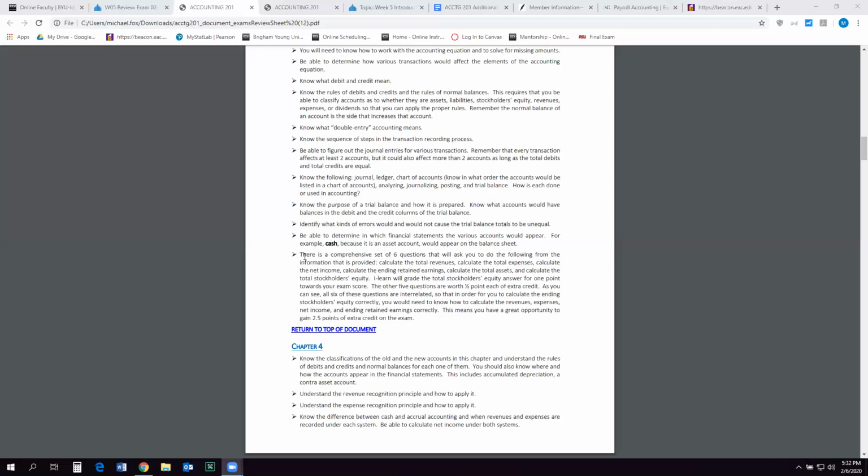And then this last part, a comprehensive set of 6 questions that will ask you to do the following from the information that is provided. Calculate the total revenues, the total expenses, the net income, the ending retained earnings, total assets, stockholders' equity. So all of these 6 questions will be interrelated, meaning if you mess up at the beginning, it can flow all the way through.